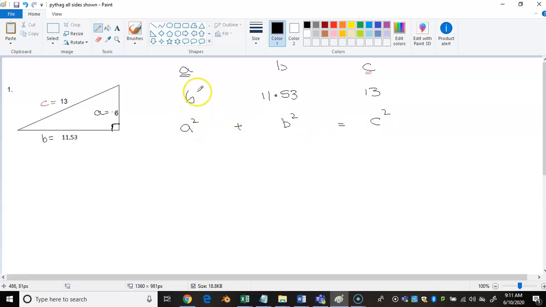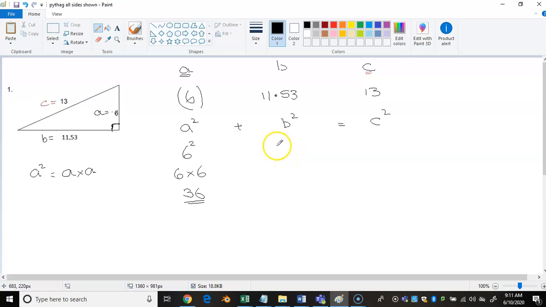So first of all, what I need to do is I need to square this number. And so when I square something, A squared means A times A. It means two of them times together. And so this is going to be 6 squared, which is 6 times 6, which is 36. So there's my A squared there.